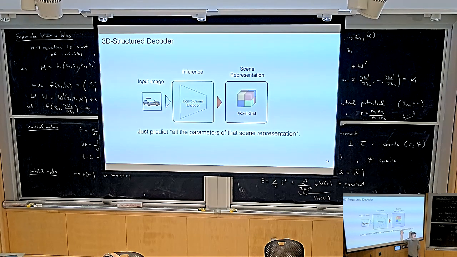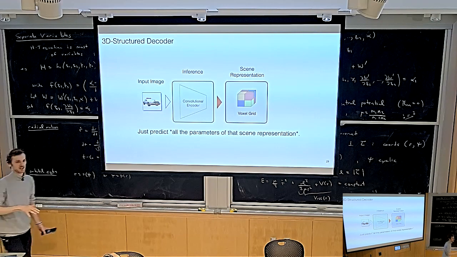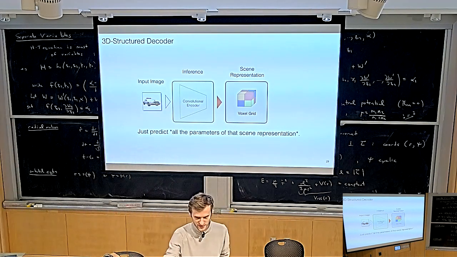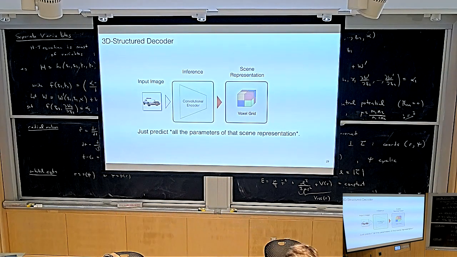Fundamentally, whatever you pick here, you'll have to predict all of its parameters as the output of the convolutional encoder. So if you commit yourself to predicting a voxel grid, one way or another, you'll have to build some kind of neural network that outputs a voxel grid. And voxel grids are obviously pretty big. So this is, for instance, a significant commitment.